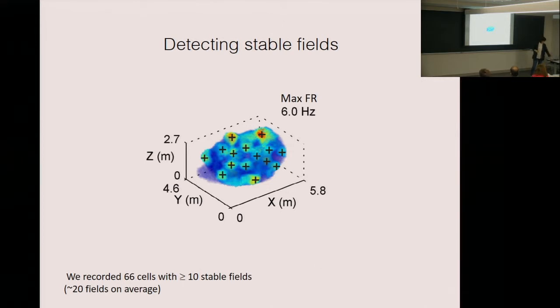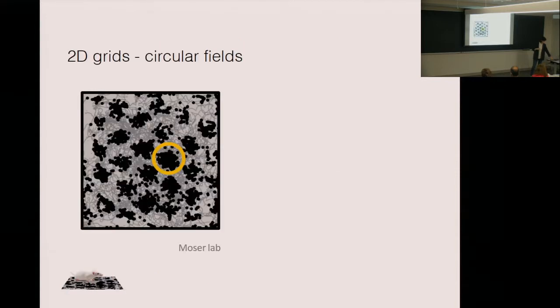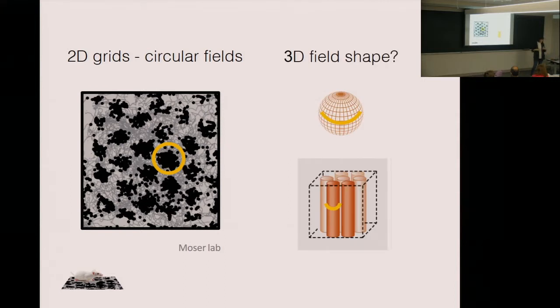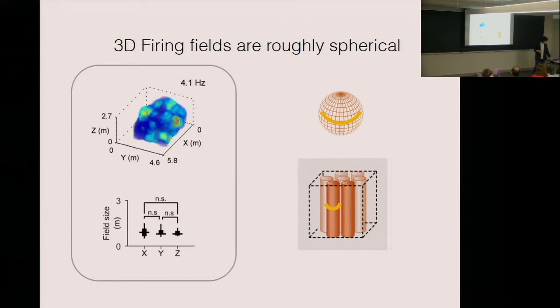I'll go through each of the properties that we listed before. In 2D, we have the roughly circular fields. And in 3D, is it a cylinder? Is it a spherical field? We see that it's roughly spherical. We compare the field size along the X, Y, and Z dimensions of the room. We see that it's not very different, so we say, okay, there's no systematic elongation along any of these room axes.